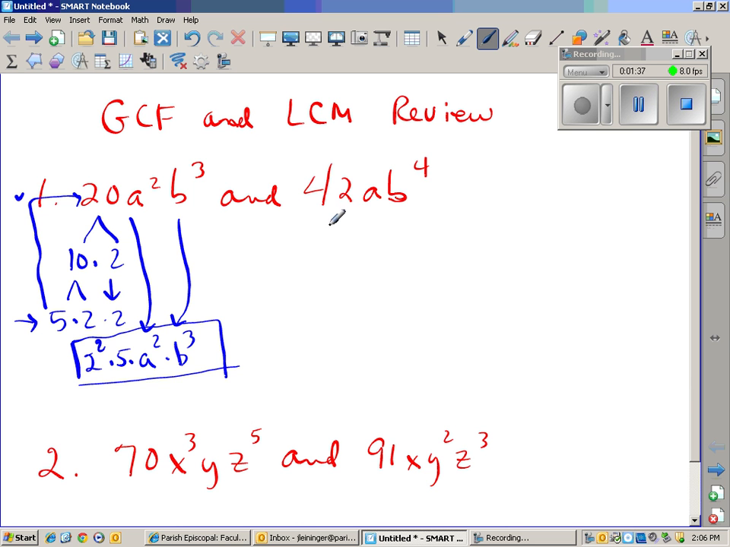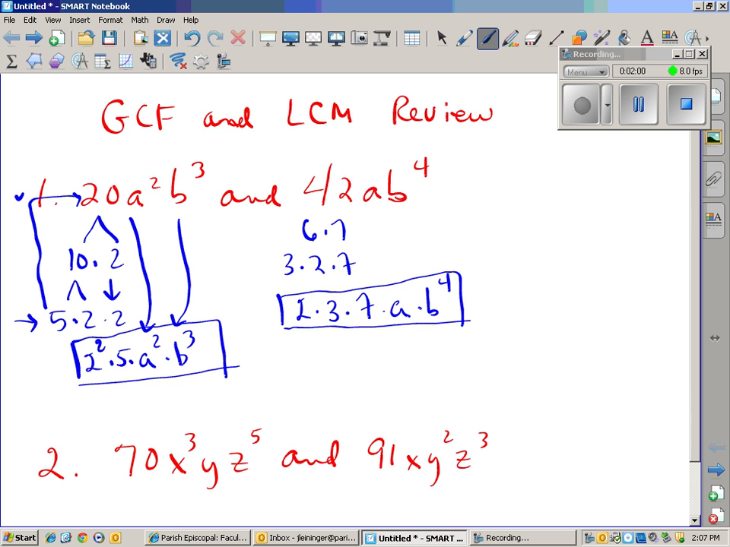I move over to the 42. I think of it as 6 times 7, which is 3 times 2 times 7. I write it in order from least to greatest: 2 times 3 times 7. The exponent is 1 on both of those. And I add my variables, just like they are in the original problem. And I box it up.